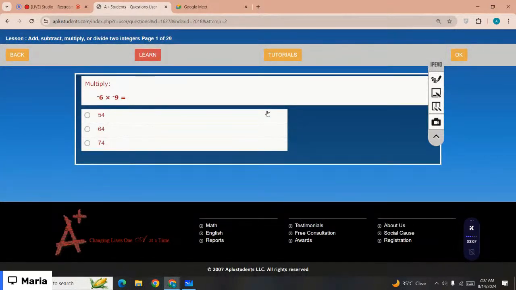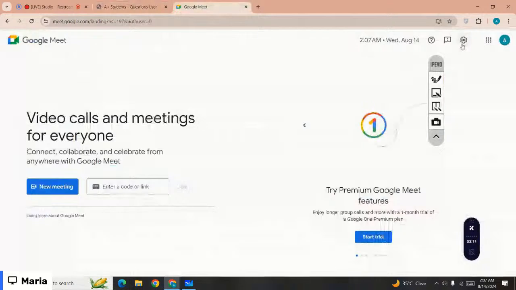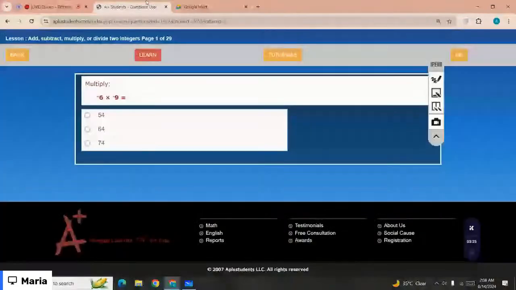Negative 6 times negative 9. When you multiply two negative numbers, the answer is always a positive number. So negative 6 times negative 9 is 54. Option number 1 is the correct option.